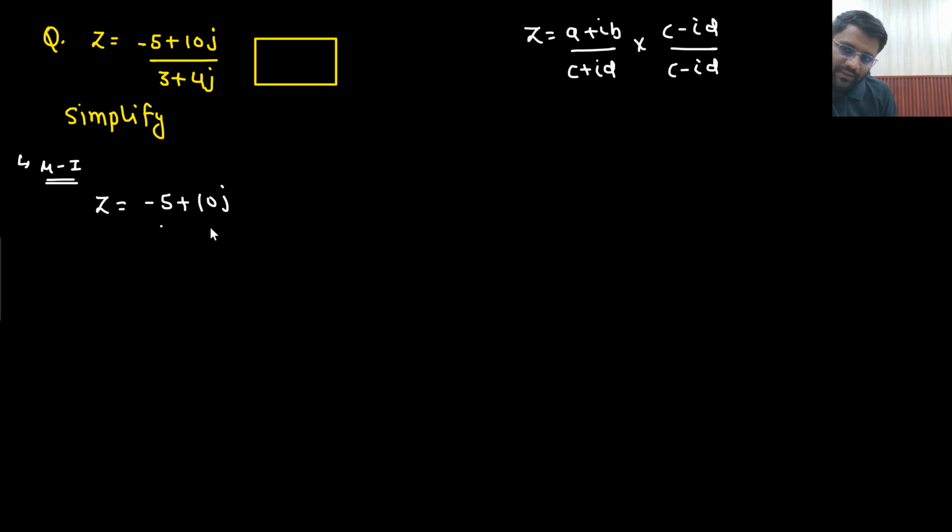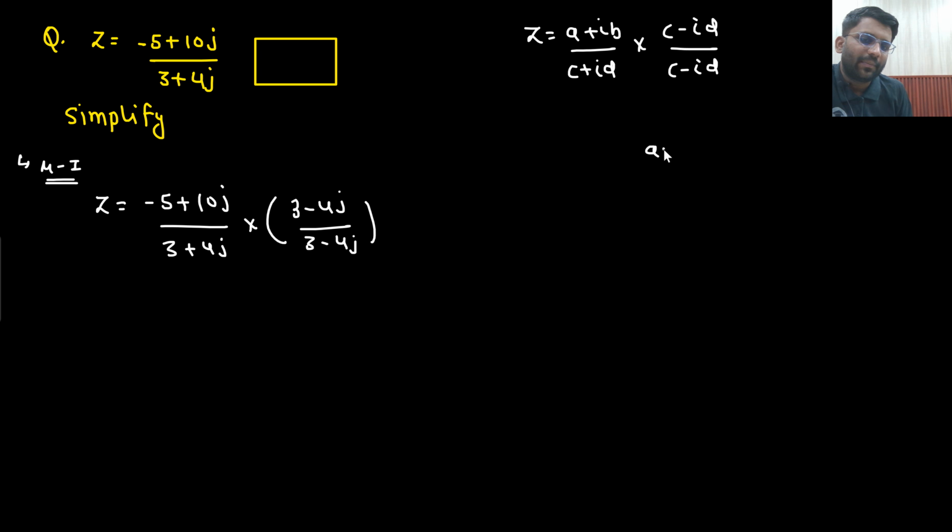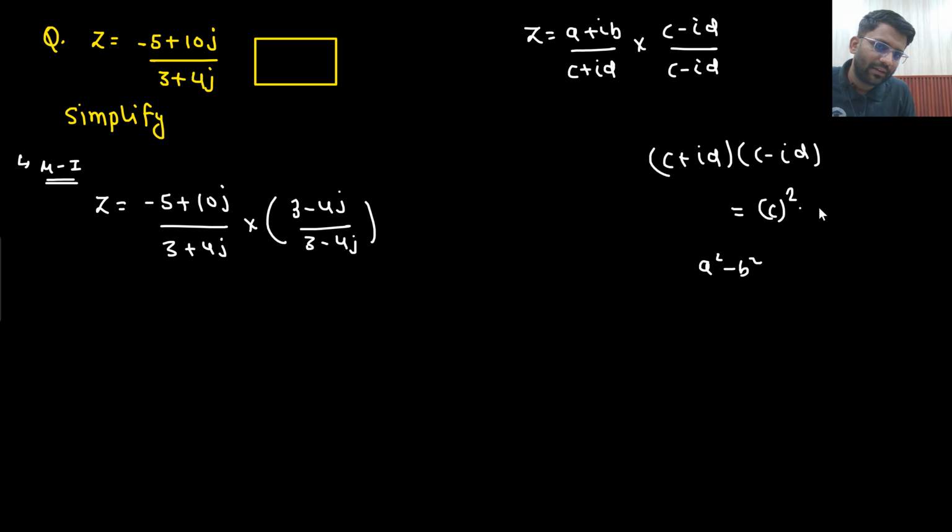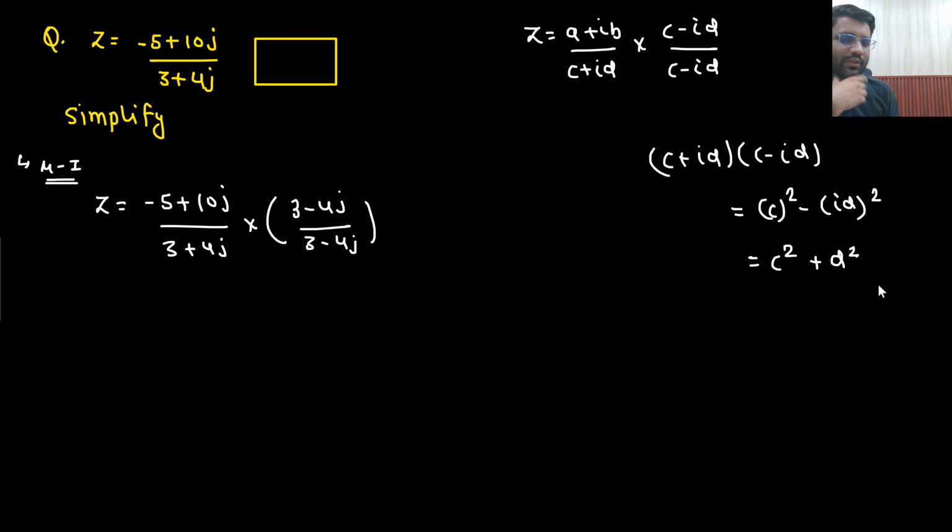Minus 5 plus 10j divided by 3 plus 4j, multiply and divide by 3 minus 4j. Why are we doing so? Do you know what c plus iota d multiplied by c minus iota d will be? Isn't it a square minus b square? What is a square minus b square? It is a plus b into a minus b. Right? Say yes or no. So this will be c square, iota square will be minus 1, so c square plus d square.